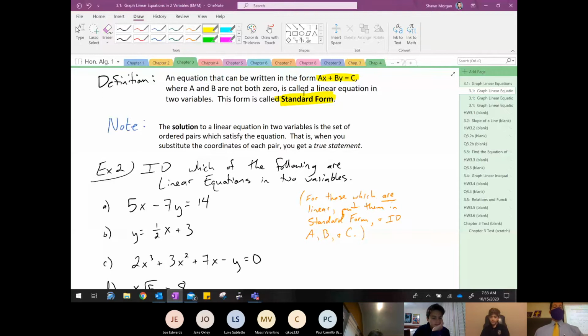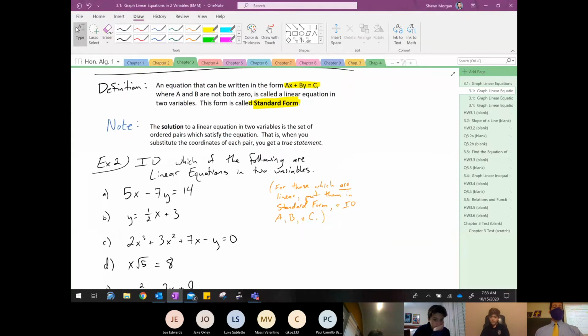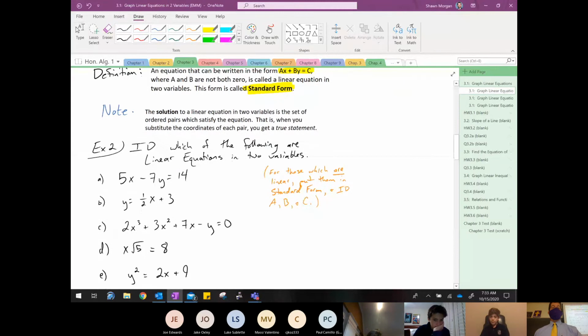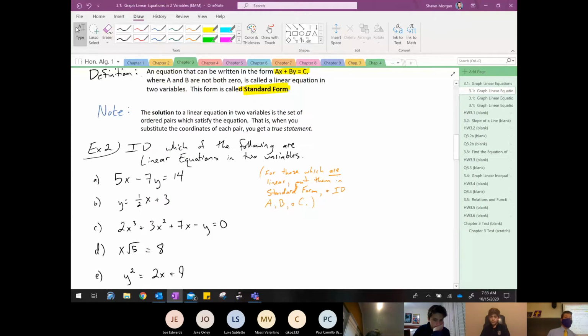So if you look at example 2 here, it's just a real quick identification. Which of the following are linear equations? In other words, which of the following, if we manipulated them a little bit, used inverse operations, to be put in the form ax plus by equals c, would be considered linear? Okay, which of the following? So you guys at home with either a thumbs up or a thumbs down, you guys here in class with either a thumbs up or a thumbs down.